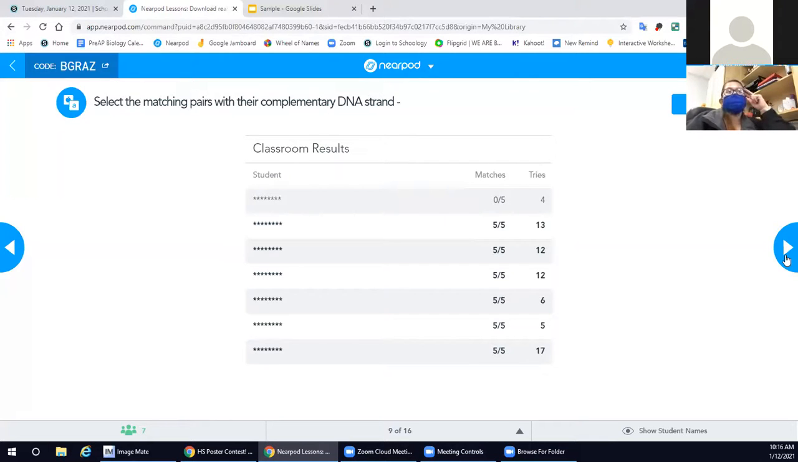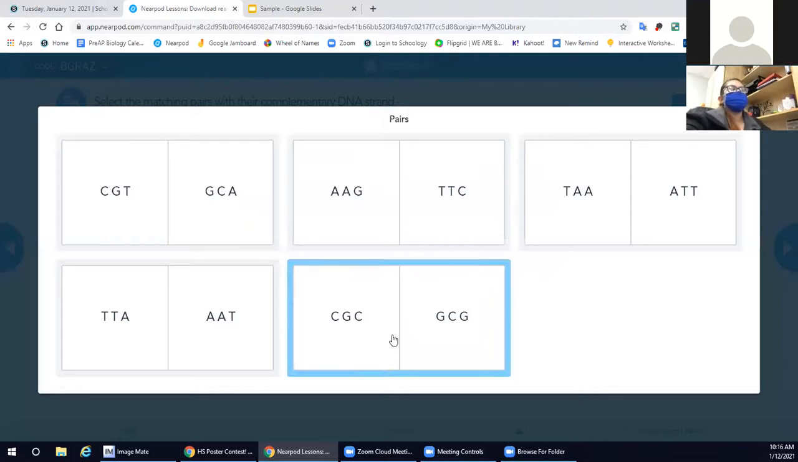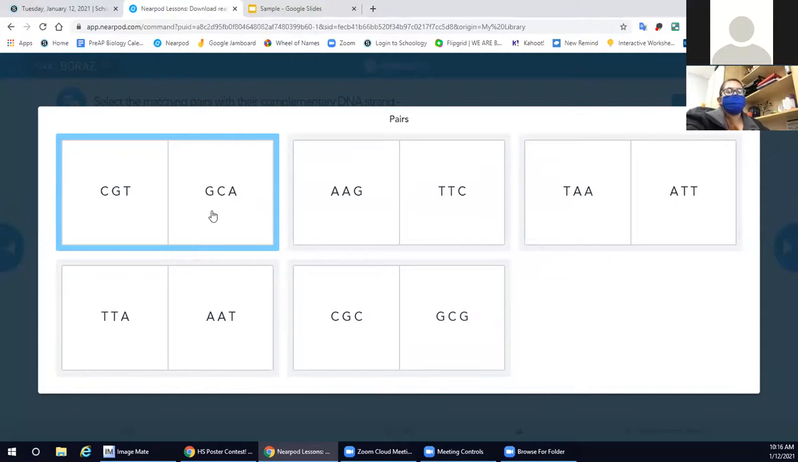All right, so let's explain how they match, because I see that we got a little confused there. They're always going to be opposite of each other based on what they connect to. So for example, right here on the top left, I have CGT. Now I need to find what it's going to connect to. Well, that C is only going to pair with the G. The G is only going to pair with the C. And that T is only going to pair with an A. So CGT will pair with GCA.